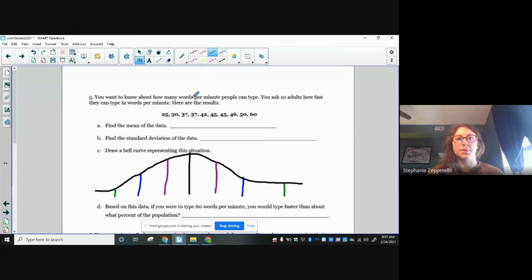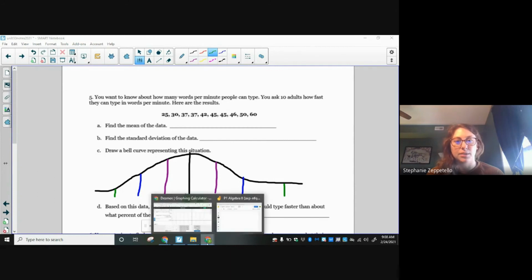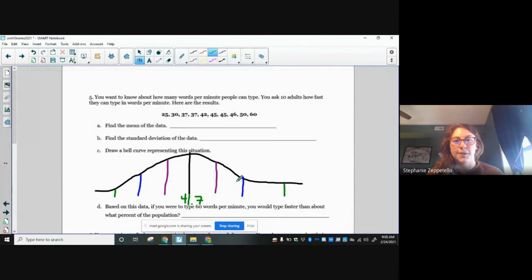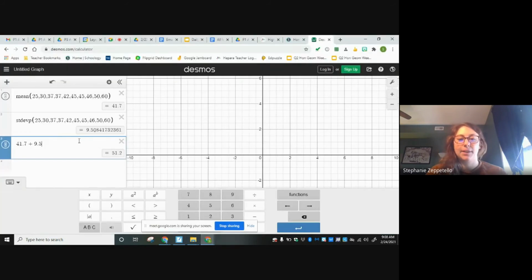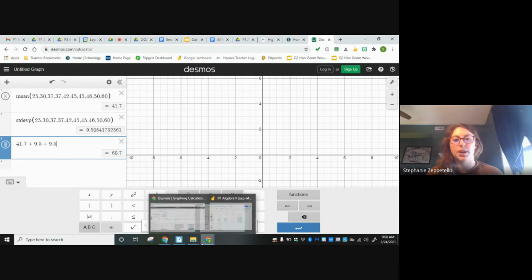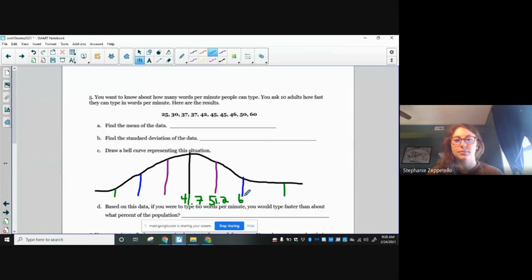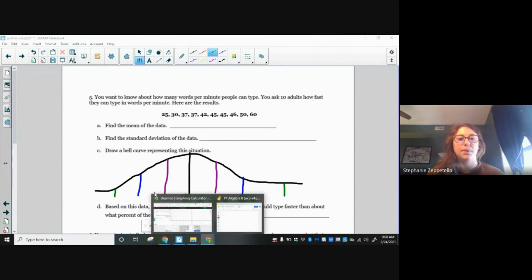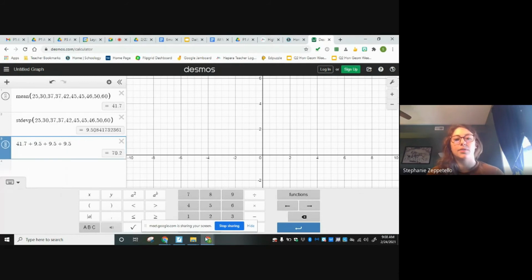So we'll do this in steps. So again, I'm doing this with my pad, which is not the best. 51.2. Then you add 9.5 to that again. That's 2 standard deviations away from the mean. Oop, not 95. 60.7. And then one more time. 70.2.